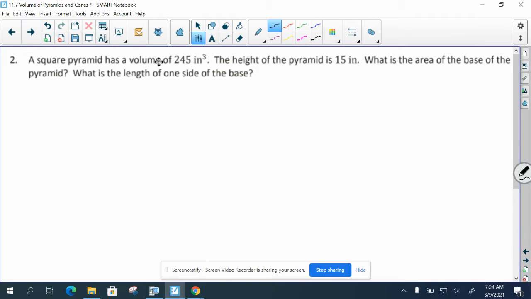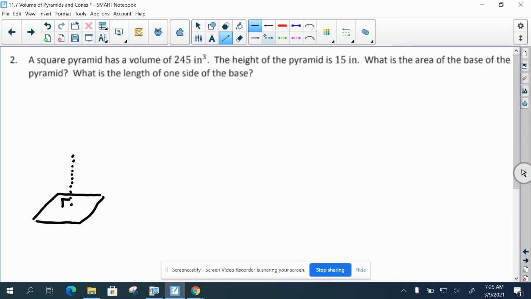A square pyramid has a volume of 245 inches cubed. So let's go ahead and draw what a square pyramid looks like. So this is how I like to draw it. You've got a square base that's kind of slanted because it's 3 dimensions. And then you have the height of the pyramid. I like to draw a little dotted line here. And then the height is, remember, the altitude, so it goes perpendicular to the base. So I like to draw a little perpendicular symbol.